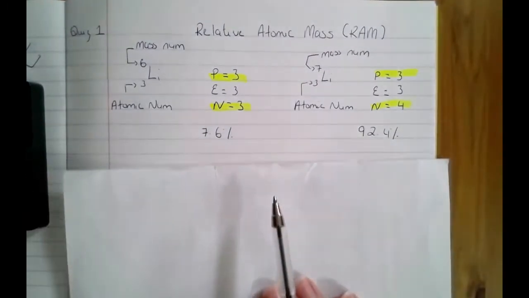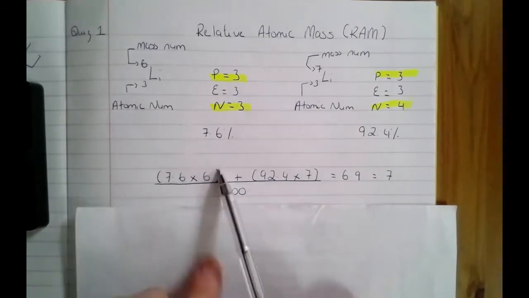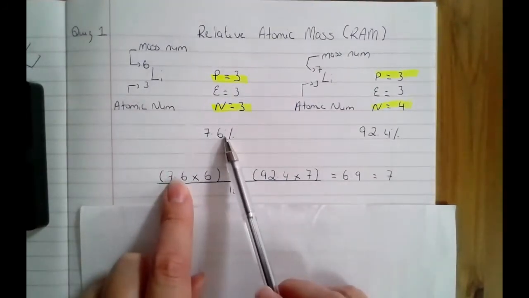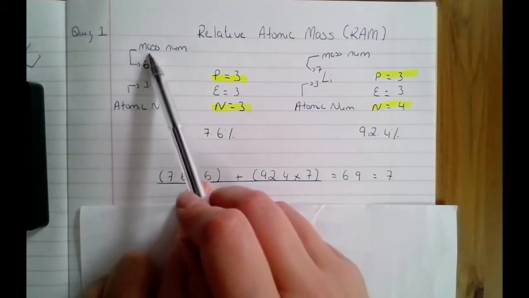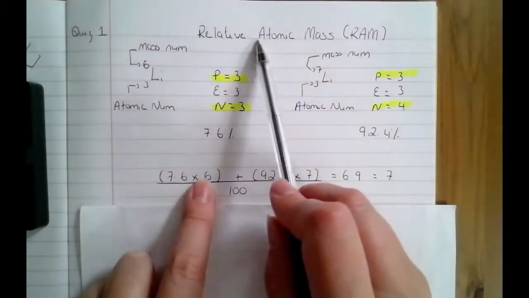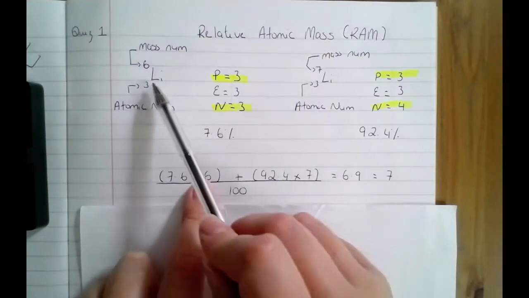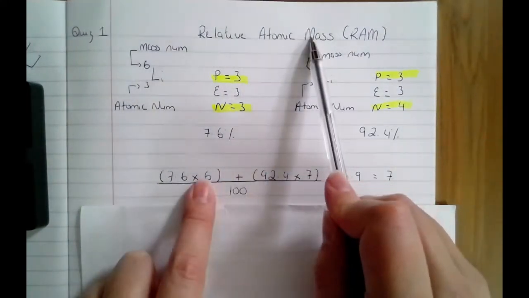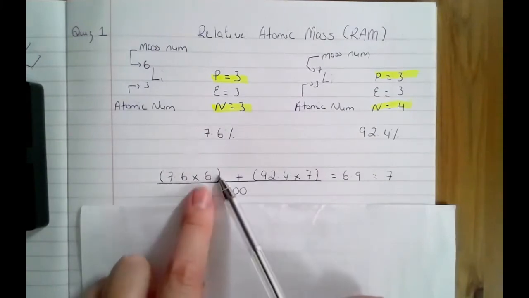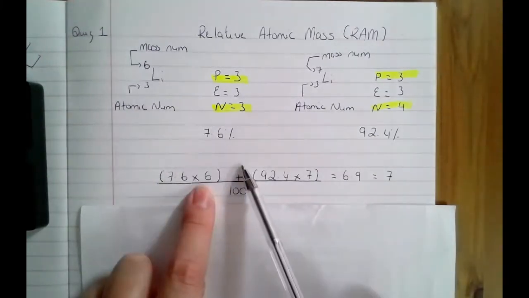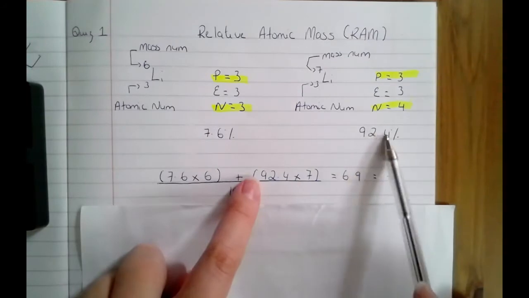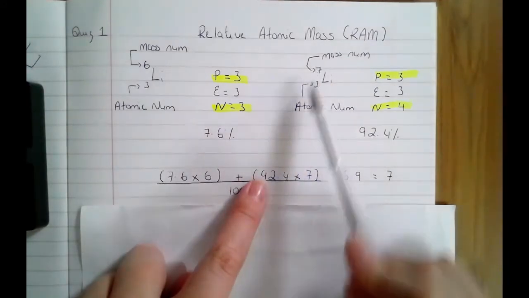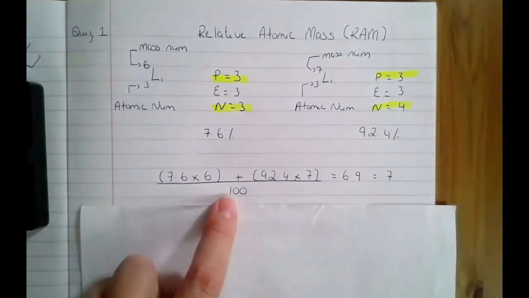What I do is I take the percentage, so for the first I've got a percentage of 7.6%, and I multiply by the mass number. Remember, we're calculating relative atomic mass, so if you're confused about which number to take, it's always going to be the mass number. So it's going to be 7.6 multiplied by 6, plus the 92.4, the percentage, times the mass of the other lithium isotope, and I divide everything by 100.